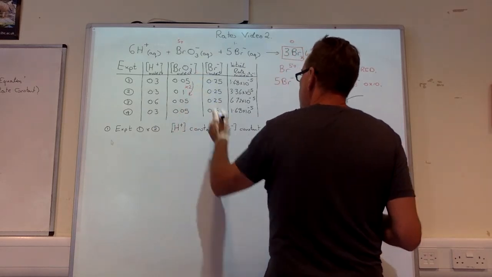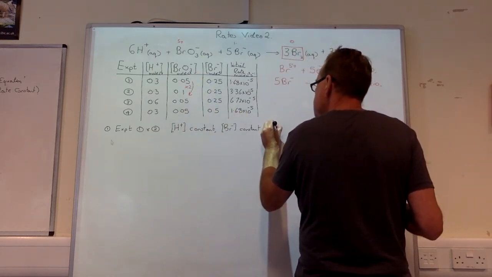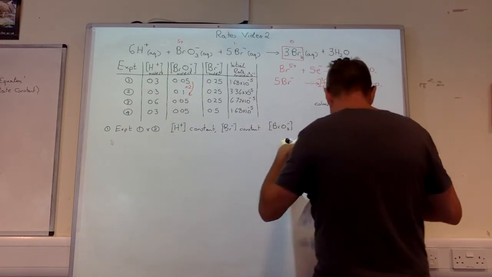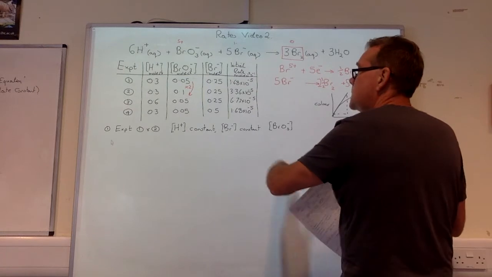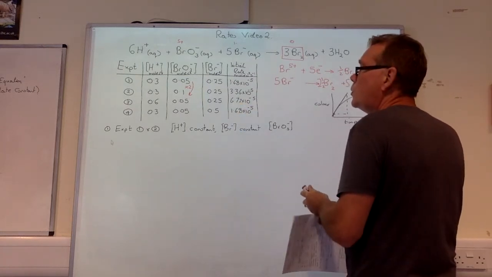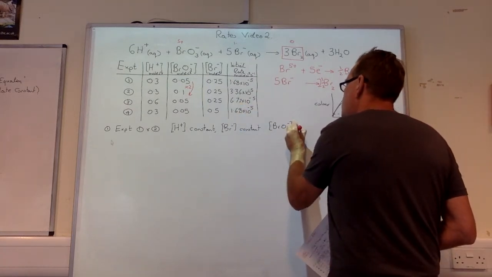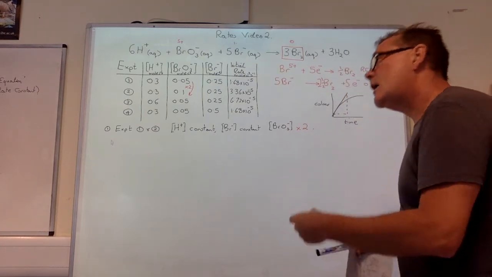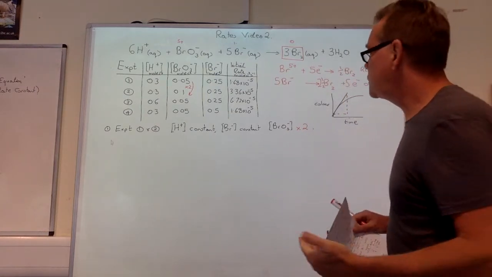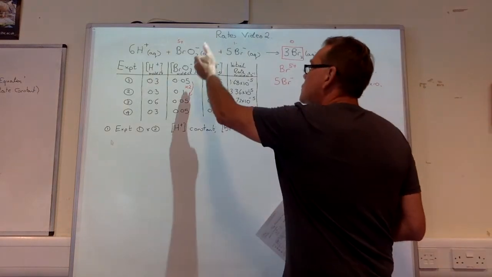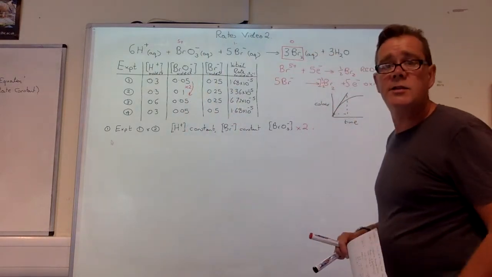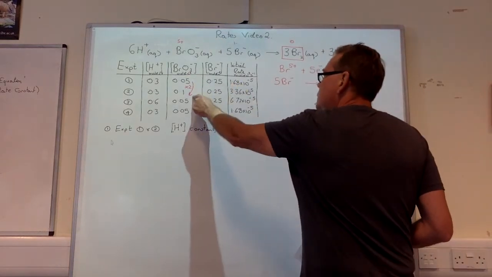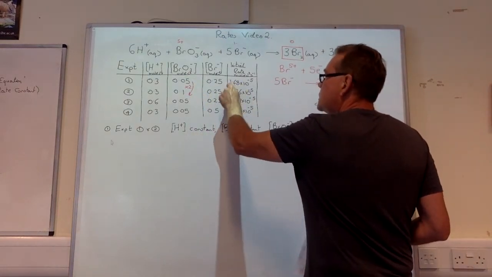Your concentration of bromate, if you look, I've gone from 0.05 to 0.1, I've times it by 2. Has that affected the rate? Has that affected the rate of the reaction? Does this bromate concentration affect the rate? Answer, yes it does, because it was 1.68, double the concentration of that, and the rate has doubled.